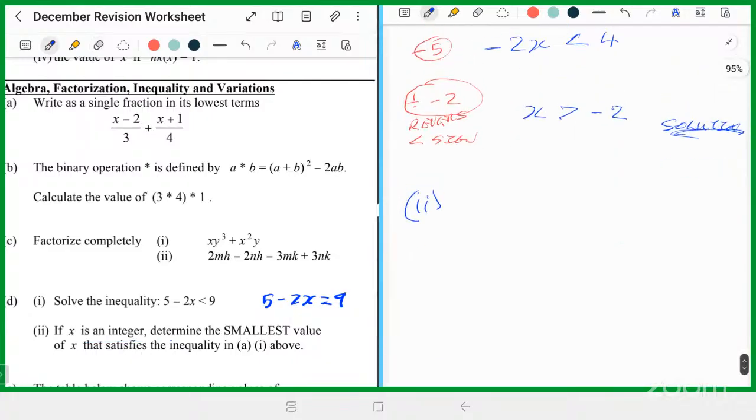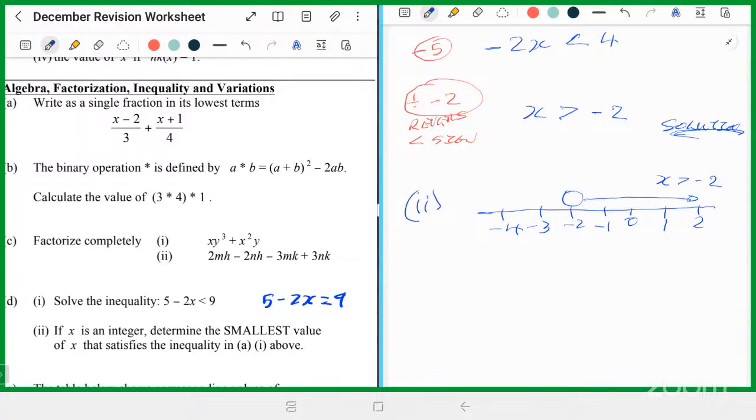We can show it on a number line like so, and put 0, minus 1, minus 2, minus 3, minus 4, 1, 2, and so on. The critical value is at negative 2 right here. There's an unshaded circle on it, which means that negative 2 is not included, and the values are greater than negative 2, so you're pointing to the right. That's the number line for x greater than negative 2.